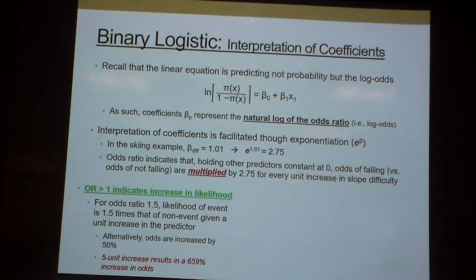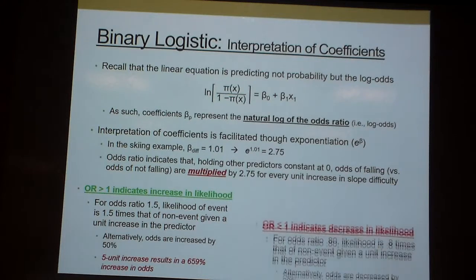If my odds ratio for my continuous predictor is 1.5, and I say a 5-point increase is some sort of meaningful unit, what I would do is take 1.5, take that to the 5th power, and then I've got close to a 660% increase in the odds of falling, given a 5-unit increase in whatever my predictor is here.